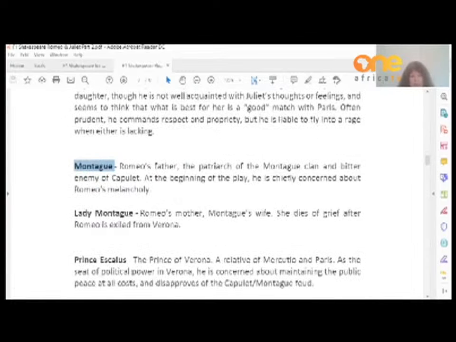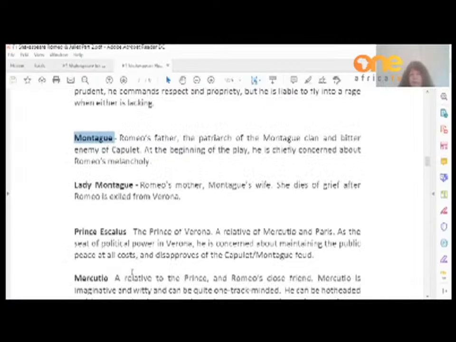Okay. There's another prince in the picture. He's Prince Aeschylus, and he's the Prince of Verona. That's where the action takes place. Okay. So he's very concerned about keeping peace and law and order in his city. So he doesn't want the Capulets and the Montagues to be fighting, quarreling, and feuding.